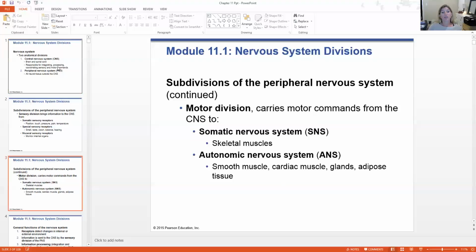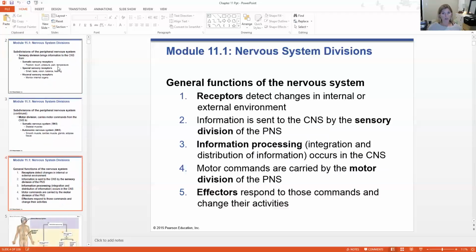The motor division can be divided into two categories, the somatic and the autonomic. The somatic is dealing with our muscles. The autonomic is all of the smooth muscles, cardiac muscle, glands, adipose, etc. So let's talk about some of the general functions.